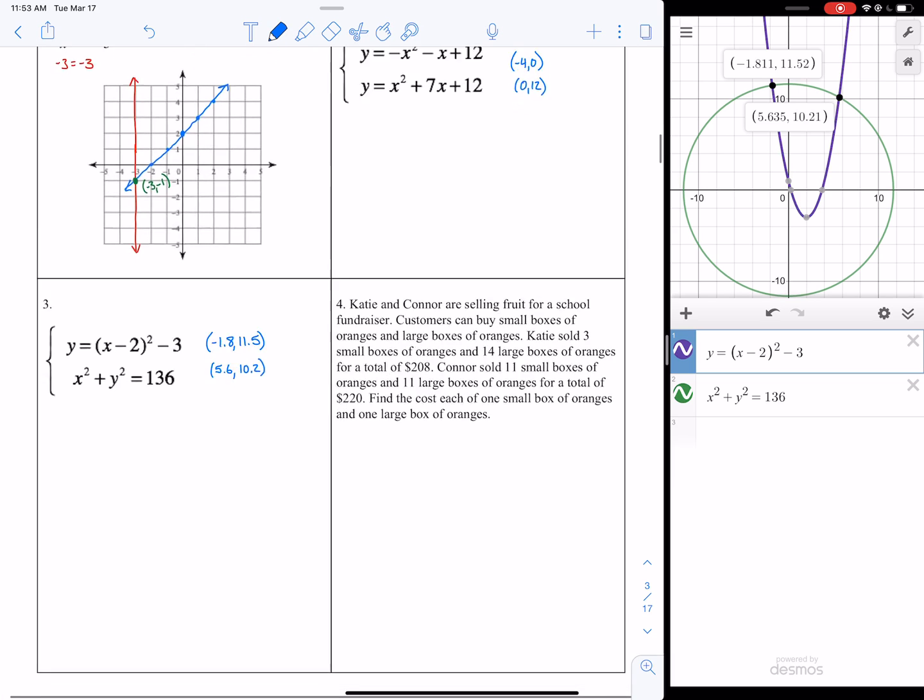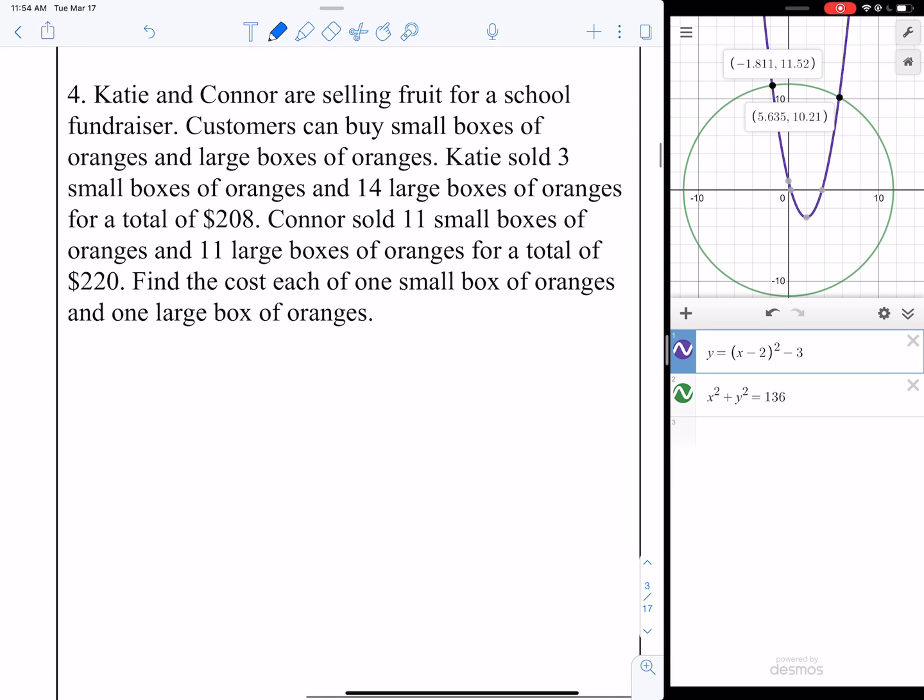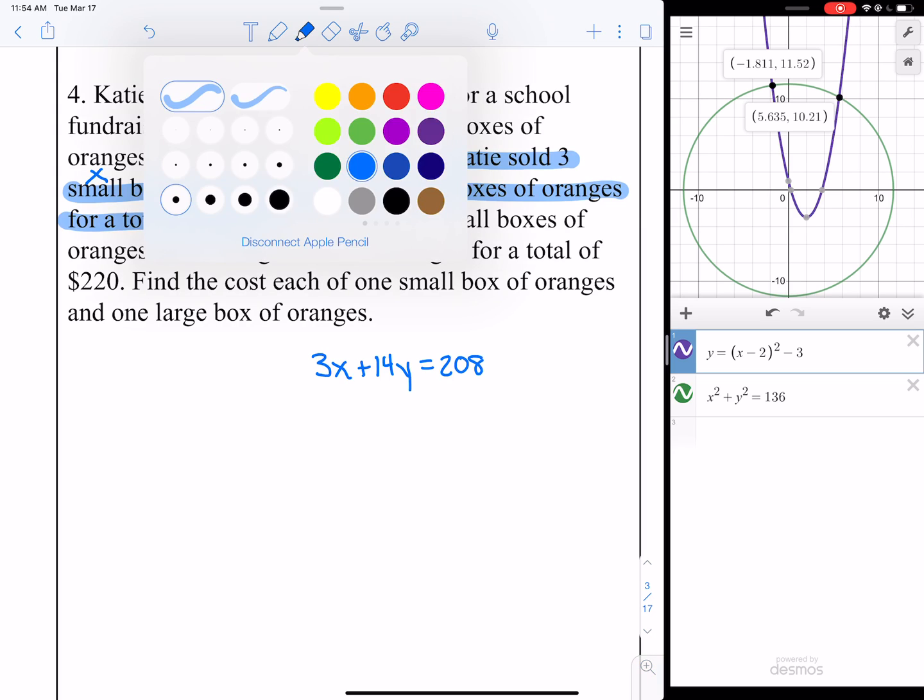And let's look at this last example, our one little word problem for you to try. Hopefully you did okay. Katie and Connor are selling fruit for a school fundraiser. Customers can buy small boxes of oranges and large boxes of oranges. Katie sold 3 small boxes of oranges and 14 large boxes of oranges for a total of $208. So let's write down Katie's equation. Katie sold 3 boxes of small oranges. Let's just call small x and large is the y. So Katie sold 3 small, so 3x, 14 large boxes, so 14y equals a total of $208.